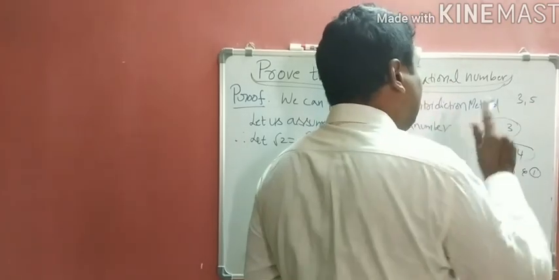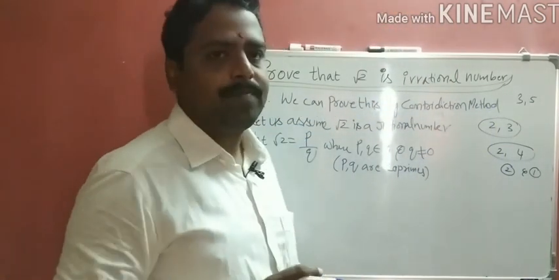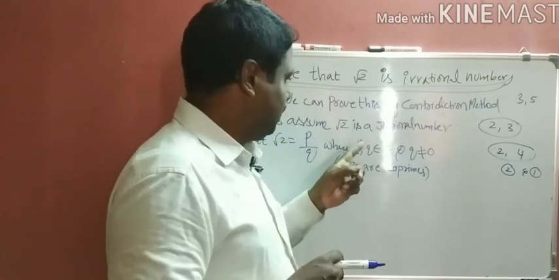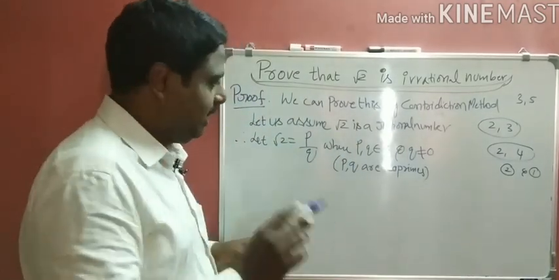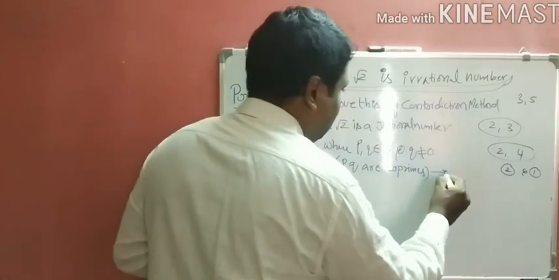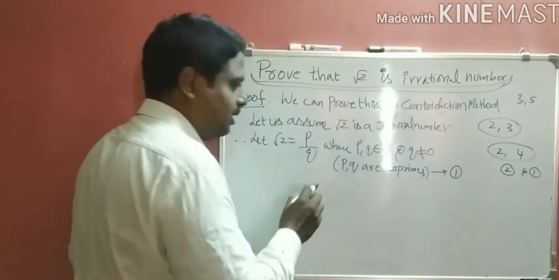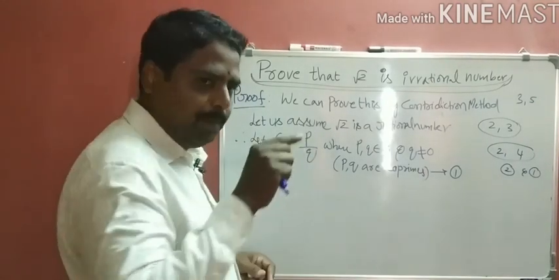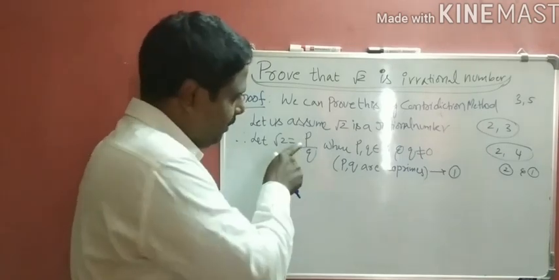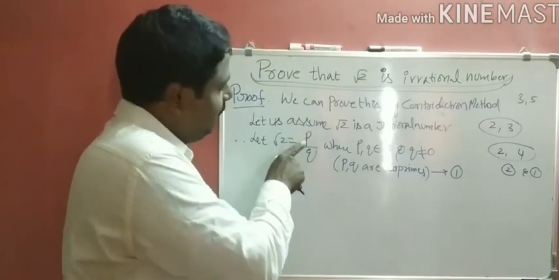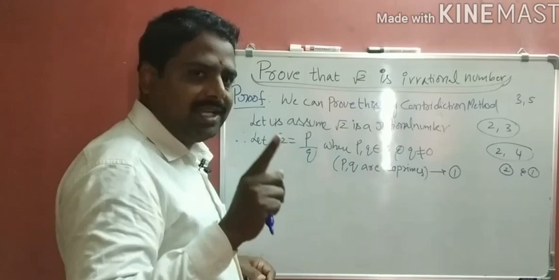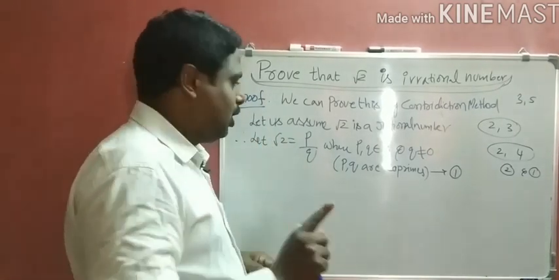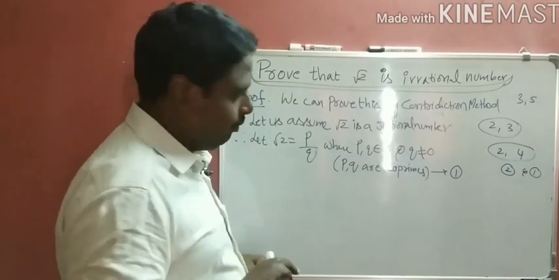Understand? So only 1 is the common factor for the numbers. In that condition, p, q are co-primes. This is a very important assumption for the proof that root 2 is an irrational number. P, q are co-primes means, once again I am repeating, for p, q there exists only one common factor, that is only 1. Other than 1, no number is a factor for p and q.